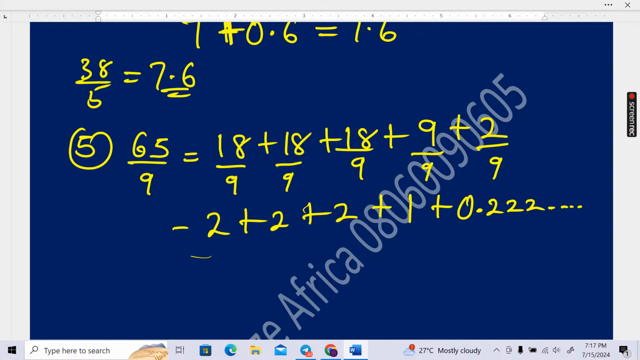So let's add up everything together. That will give us the answer to 65 divided by 9. 2 plus 2 is 4. 4 plus 2 is 6. 6 plus 1 is 7. And 7 plus 0.222, that is 7.222 to infinity. All right. So I hope you understand that.